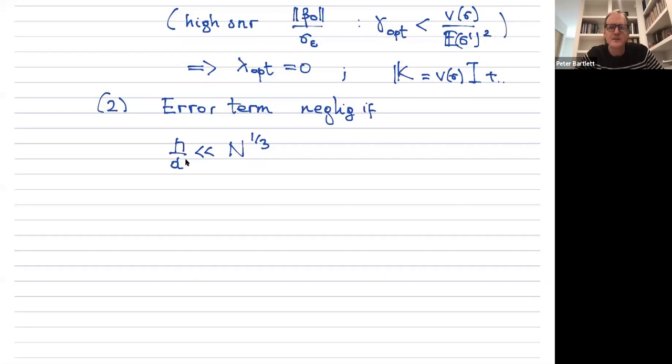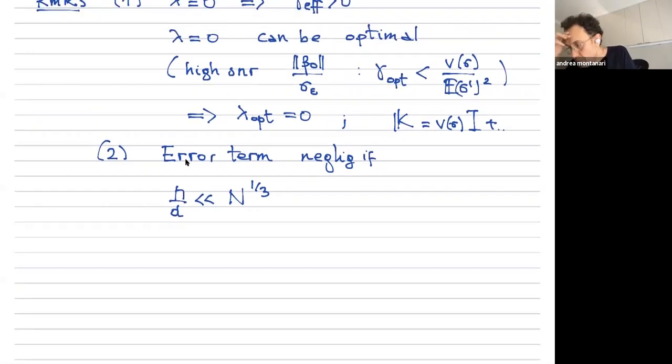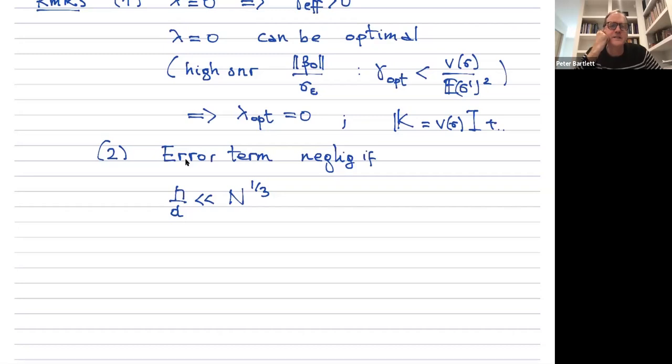Andrea, can I ask a question? Sure. If gamma opt is strictly smaller than V sigma over this expectation of derivative squared, you may have an optimal ridge penalty that's negative.